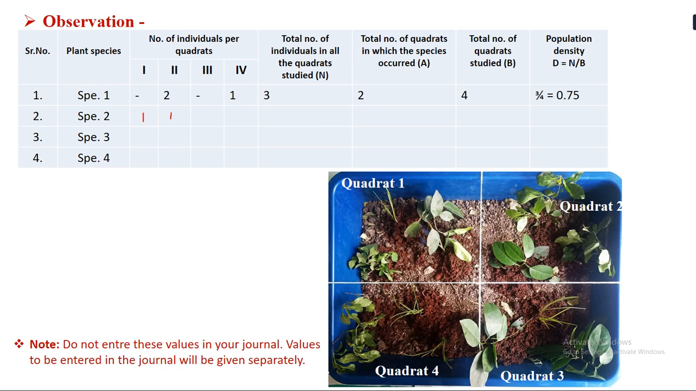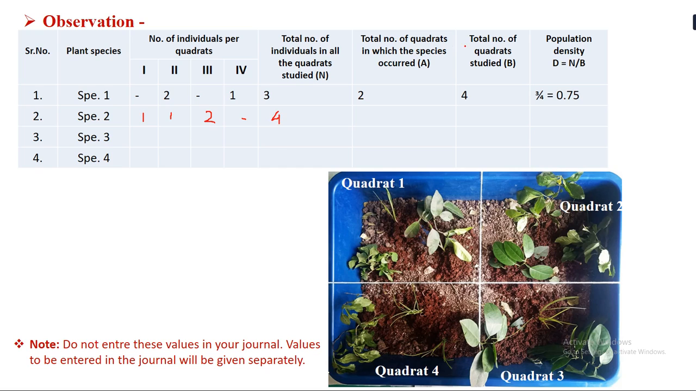In the third one, that is this quadrant, it has occurred twice, 1 and 2. So in the third quadrant, in the third column, I'll put 2. And in the fourth quadrant, there is no such species, so I'll put a dash. Okay. Then total number of individuals in all the quadrants studied. So 1 plus 1 plus 2, that goes for 4.